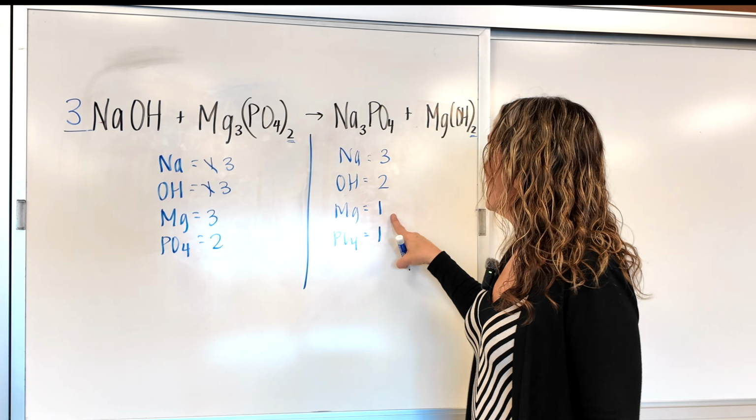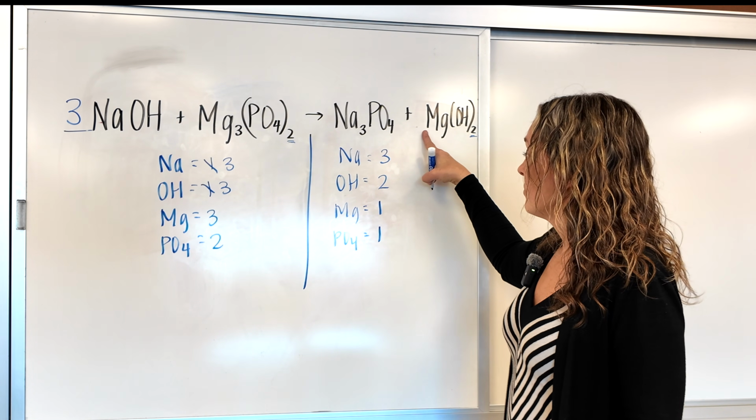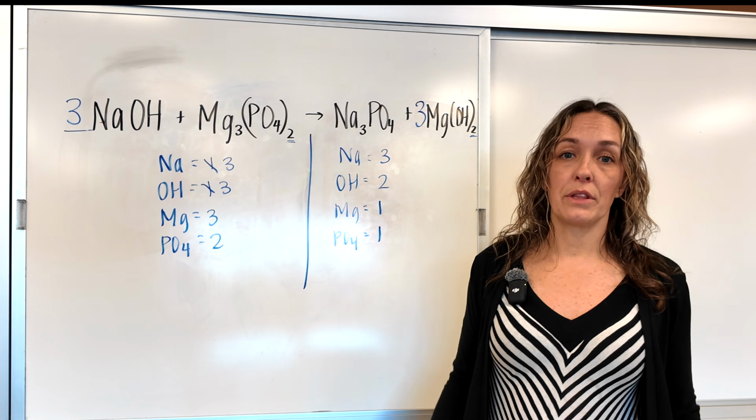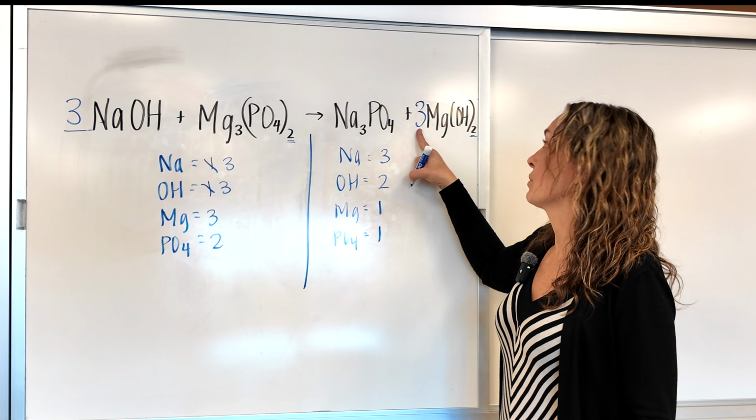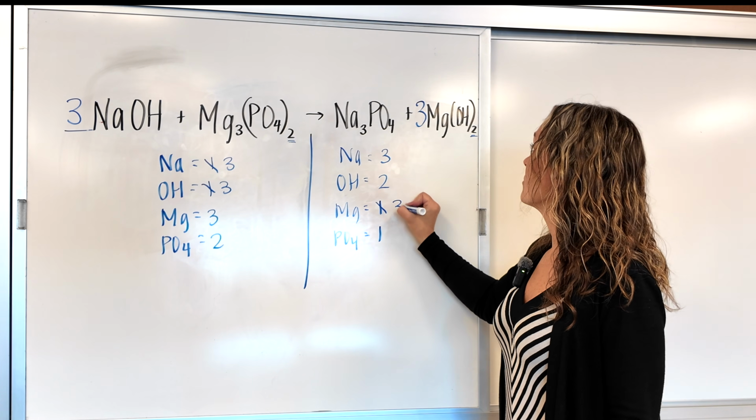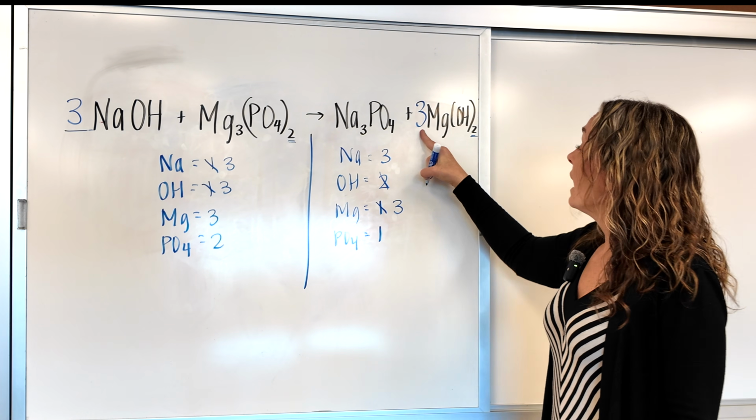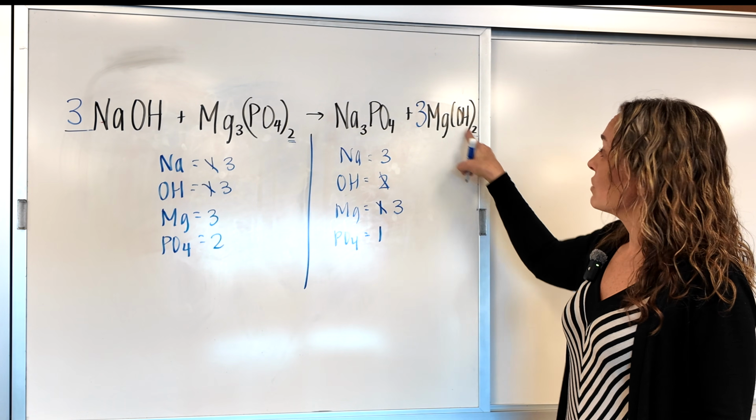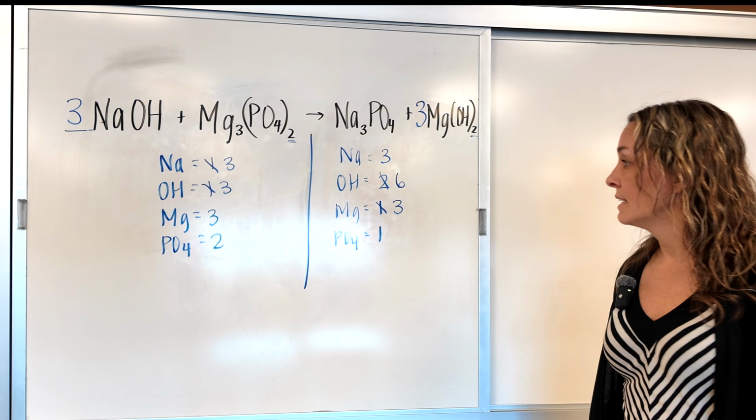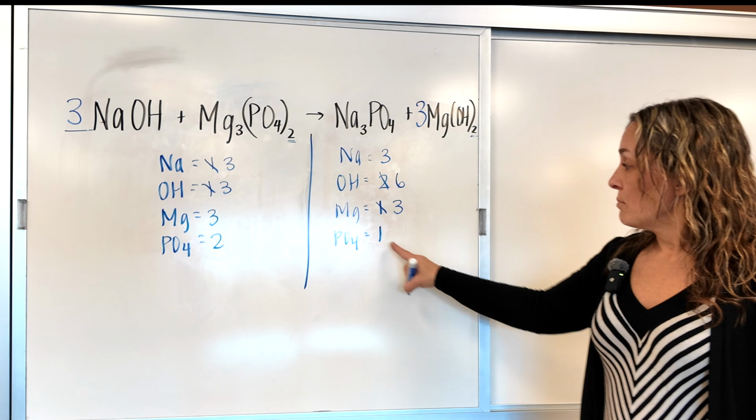So 3 Mg's in and 1 out. I'm going to find my magnesium. And if 3 went in, then 3 magnesiums had to have come out. The only way to fix that is to put a coefficient of 3 out front. That 3 multiplies through the entire compound, which gives me 3 magnesiums. And now, instead of having 2 hydroxides, I'm going to multiply that by 3, and I have 6 hydroxides. My PO4s don't match either.